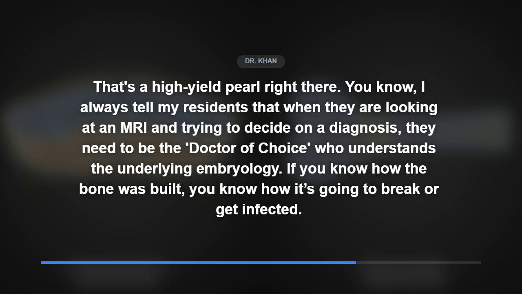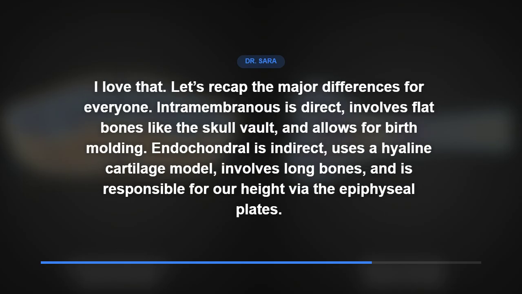You know, I always tell my residents that when they are looking at an MRI and trying to decide on a diagnosis, they need to be the doctor who understands the underlying embryology. If you know how the bone was built, you know how it's going to break or get infected.